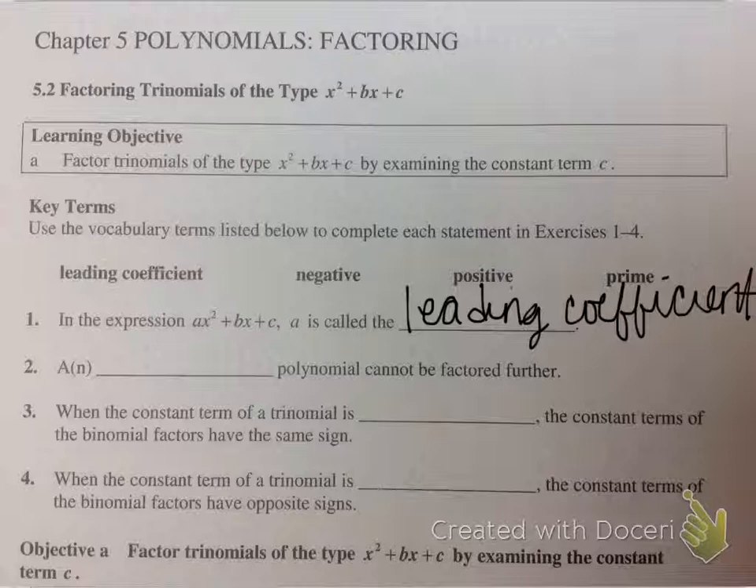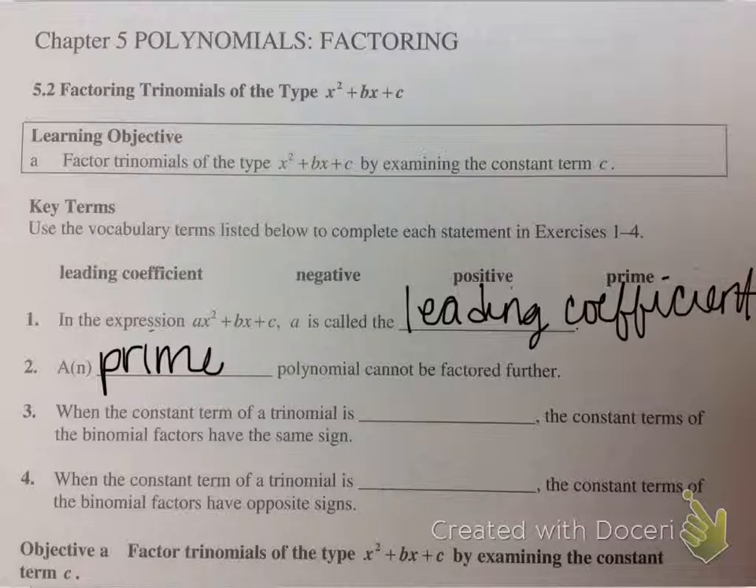Number two, a blank polynomial cannot be factored further. This would be prime. Just like we have prime numbers that only have factors of one and itself, we could also get prime polynomials that cannot be factored.